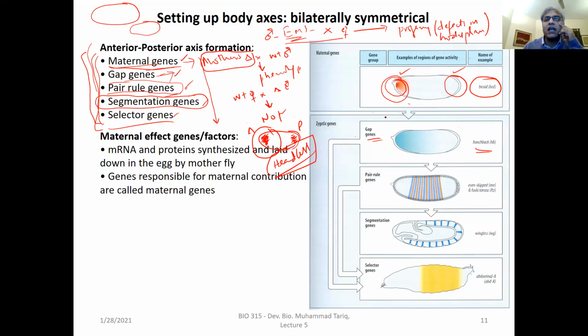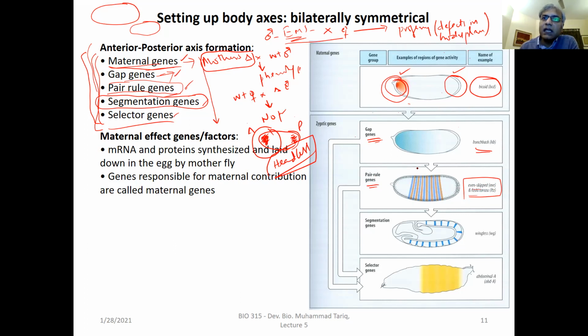Gap genes are transient as well. So maternal genes, bicoid, nanos, caudal, are transcription factors. They are transient, and they activate gap genes. Gap genes are also transient. Before they disappear, they activate another class of genes called pair rule genes. And as a result of pair rule genes, you see very clearly defined 14 parasegments established. Even-skipped and fushi tarazu are two genes which represent pair rule genes.